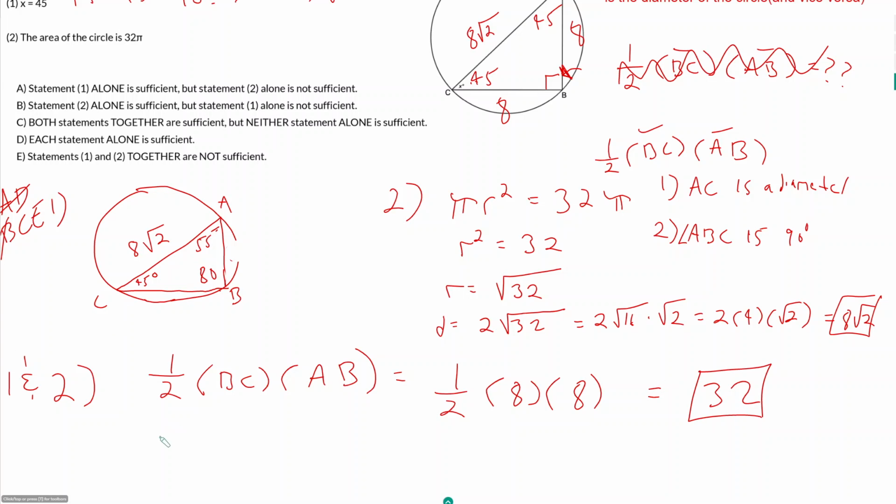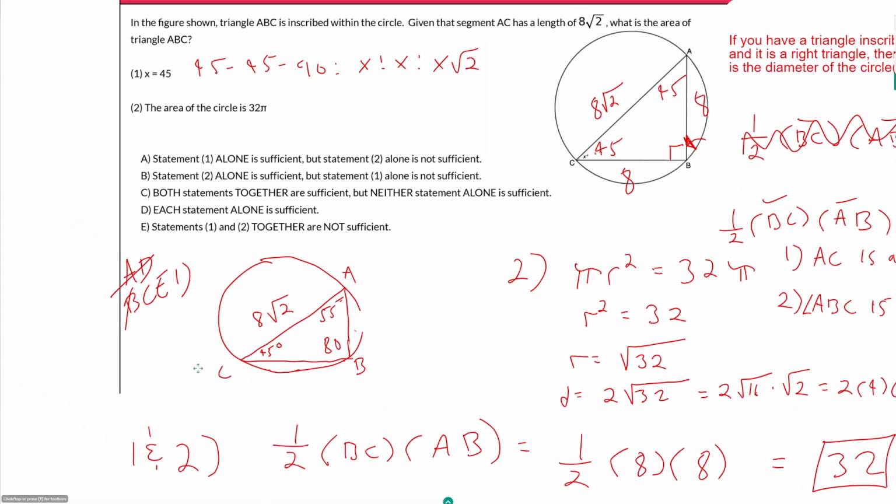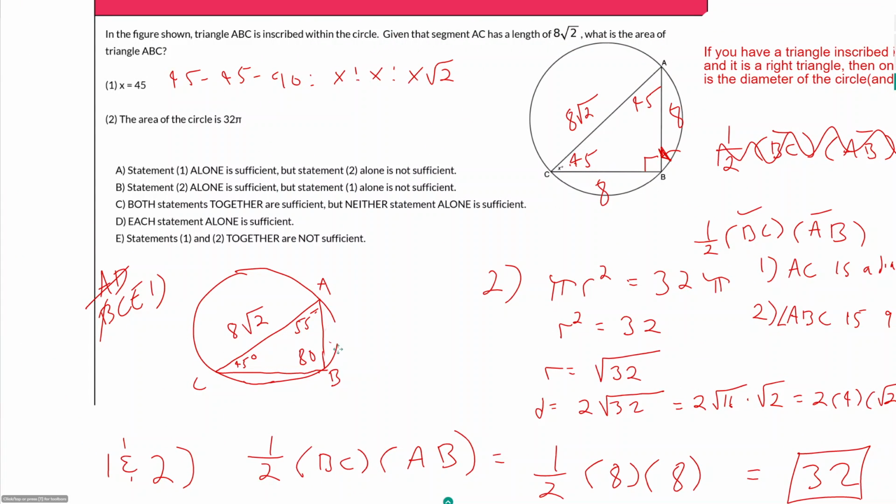So together they are sufficient. But remember, we need to know two things. First, we need to know that we have a right triangle, and then we need to be able to find what BC and AB are. So C is the answer.